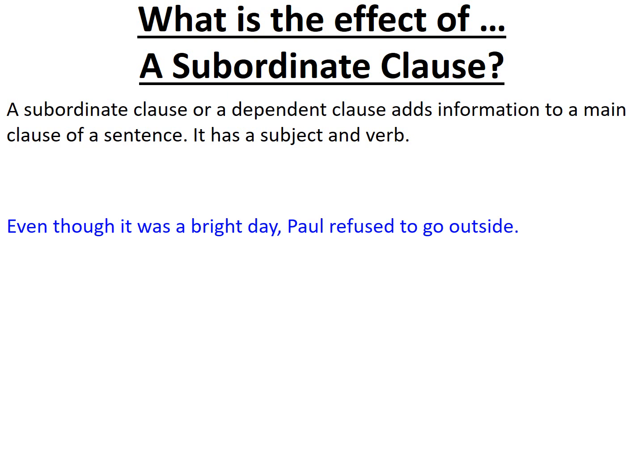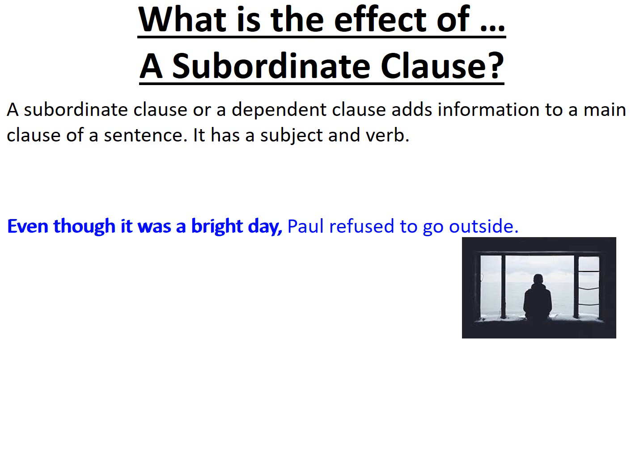Even though it was a bright day, Paul refused to go outside. Now the subordinate clause has been emboldened for you now. The main clause has not. If I put a full stop and started my sentence with the words Paul refused to go outside, it makes sense. I've got my subject, it's Paul. I've got the verb, it's the fact he refused. And the object is really the fact that he's not going outside.